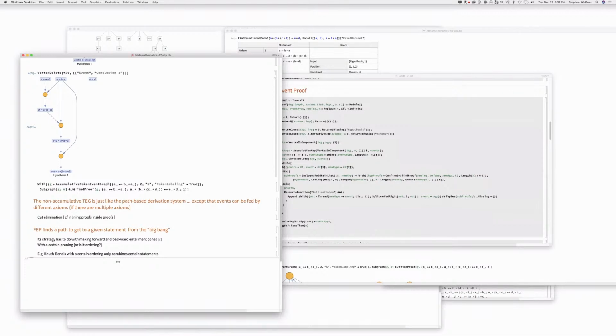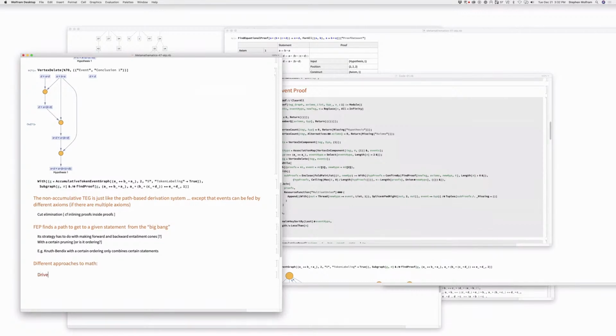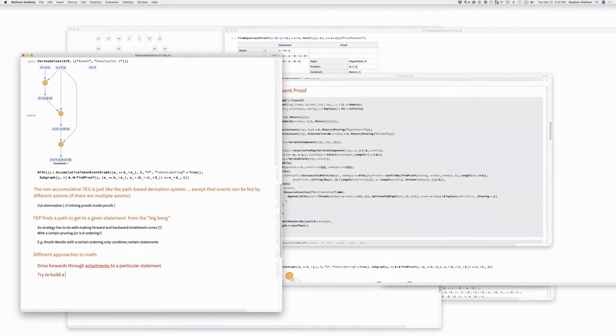So that's the alternative approach to mathematics. These are different approaches to math. One is to drive forwards through entailments to a particular statement. The other is to try to build a fabric of many statements that fit together. And fitting together in our context, as we've seen, is that we've got these pieces of token event graphs.